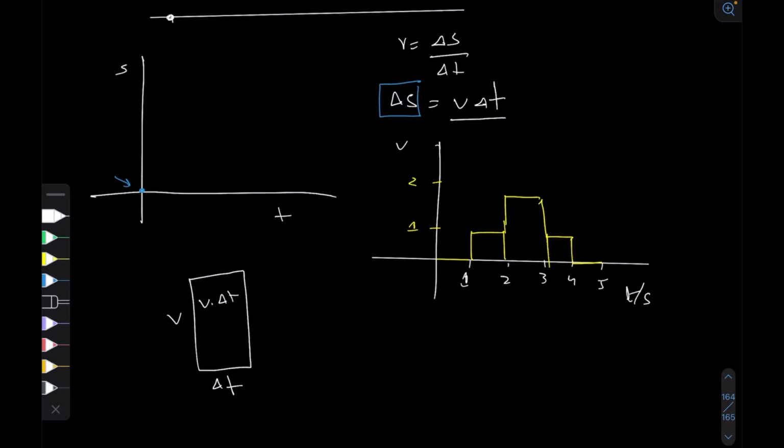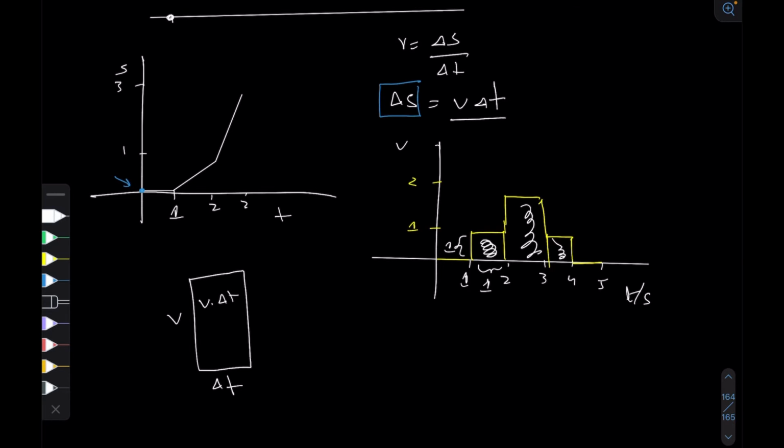So from 0 to 1, the area is just 0. So from 0 to 1, S did not change, right? And then from 1 to 2, this area would be 1 because this much is 1 and this much is also 1. So from 1 to 2, my displacement changed by one value. It increased this much, right? And then when I look at 2 to 3, it increased by a value of 2. So 1 plus 2 would be 3, and it would be something like this, right?